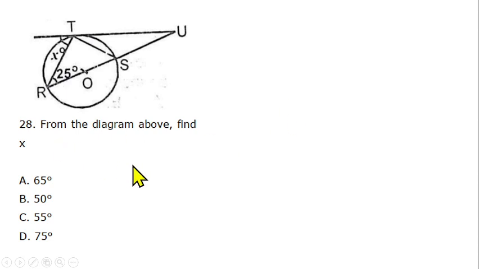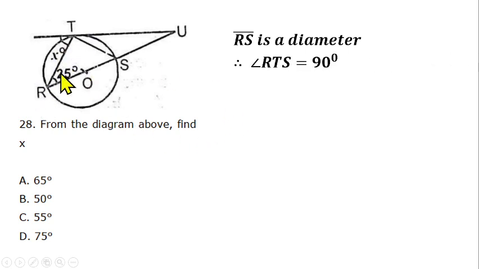Question number 28 is from circle geometry. We are given this diagram to find the value of x here. It's very simple. We can see that this line RS is a diameter because it passes through the center O. So from there, what can we see? That means this angle RTS, this angle here, will be 90 degrees. It will be 90 degrees because this is a diameter. So this angle will be 90 degrees. Reason being that the angle in a semicircle is 90 degrees.